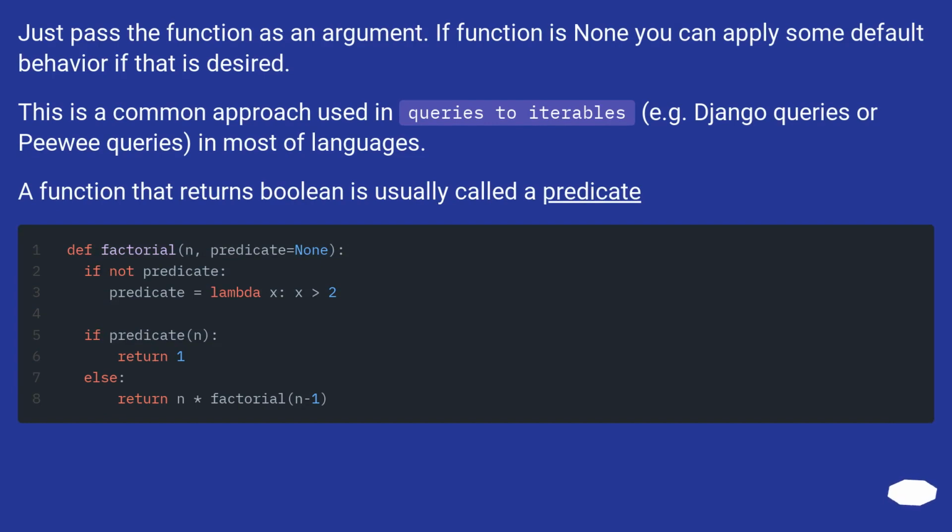Just pass the function as an argument. If function is None, you can apply some default behavior if that is desired. This is a common approach used in queries to iterables, for example Django queries or Peewee queries, in most languages. A function that returns Boolean is usually called a predicate.